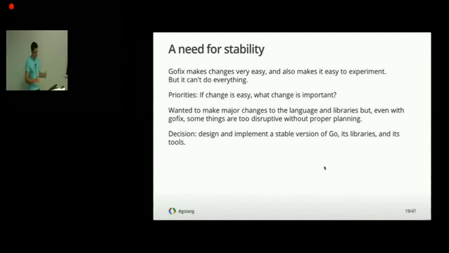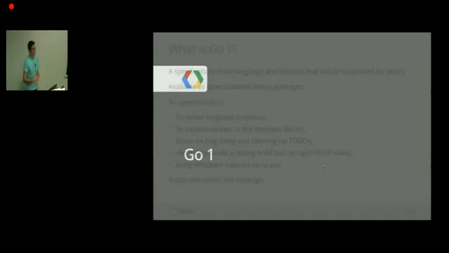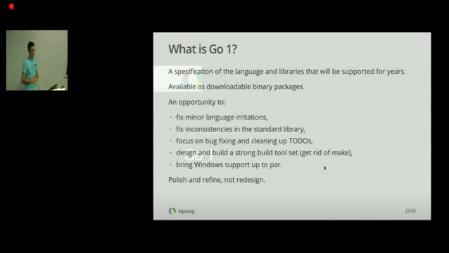And so we decided to design and implement a stable version of Go and its libraries and its tools. And this is where we come to Go 1. Go 1 is a specification of the language and libraries that will be supported on the order of years. And importantly, it's available as binary downloads, which we hadn't done before in an officially supported capacity.